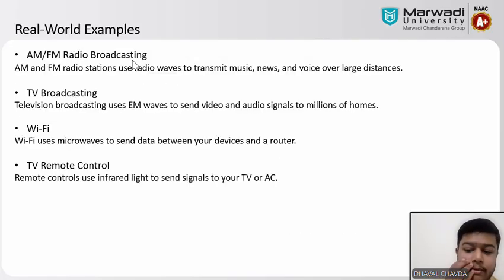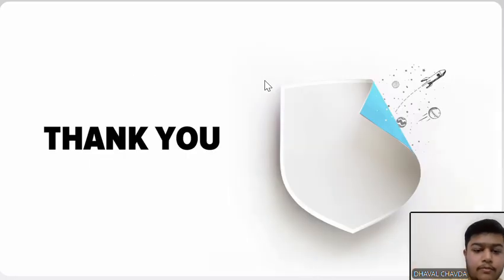These are the real world examples. AM FM radio broadcasting: AM and FM radio stations use radio waves to transmit music, news, voice over large distances. TV broadcasting, Wi-Fi, TV remote control. These are all real world examples that we use because of the electromagnetic spectrum. So thank you.